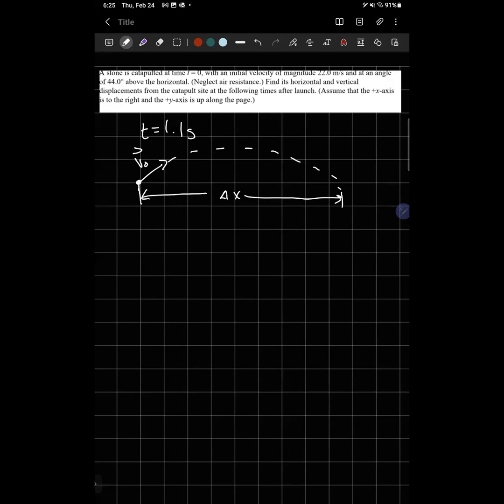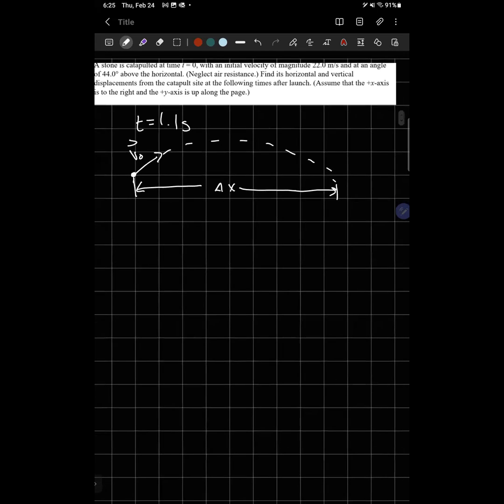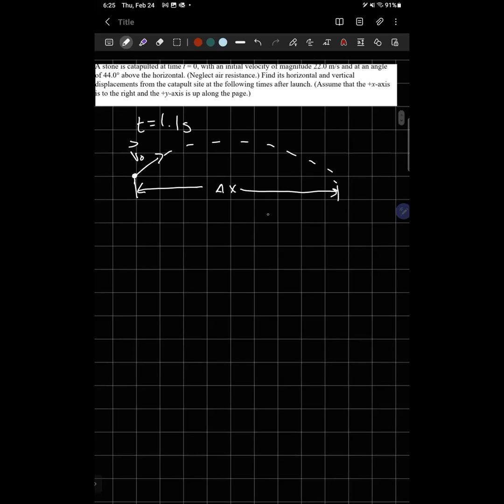And that's pretty much it. So what can I do from here? Okay, so you can use your kinematic equations, right? So what are those? Okay, let me find it. I would highly suggest memorizing them.